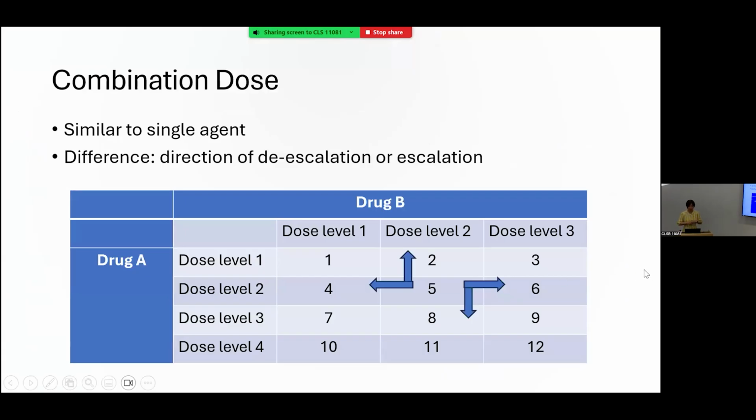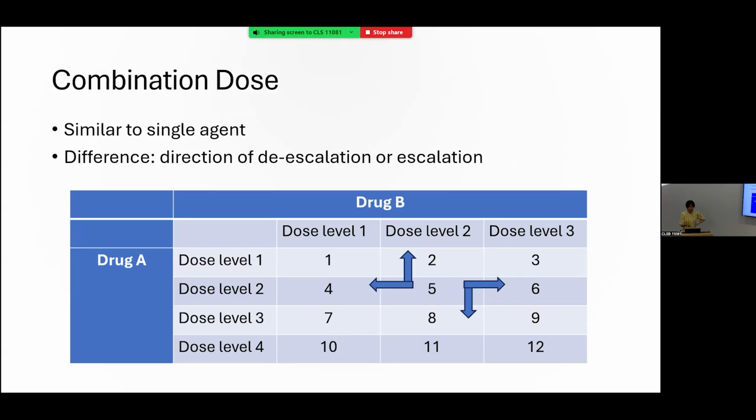I will also talk a little bit about the combination dose. Sometimes the PI wants to have 2 drugs. They want to know which combination of the 2 dose levels will be the MTD. It sounds pretty complicated, but actually it's not. What they do is decompose this 2-dimensional matrix into a series of single doses, each one a combination of 2 dose levels. So if we have 4 levels here and 3 levels here, then eventually we'll have 12 dose levels. They still do the same thing, de-escalate and escalate among these 12 dose levels.